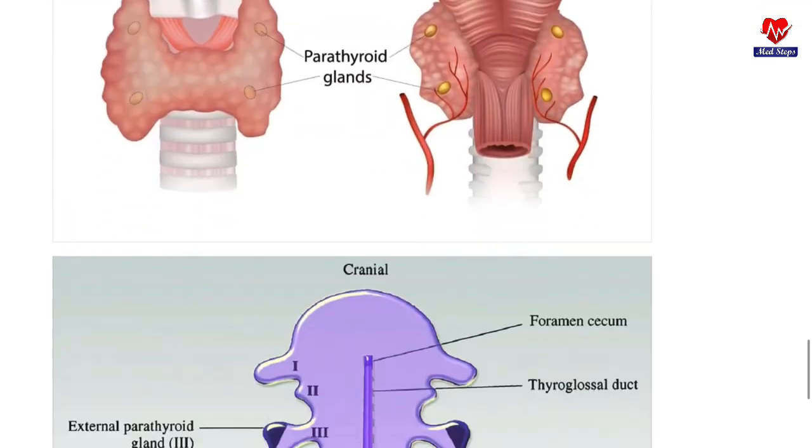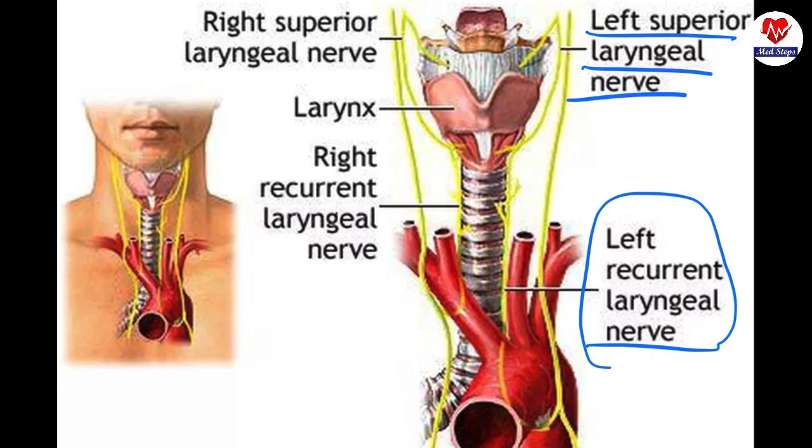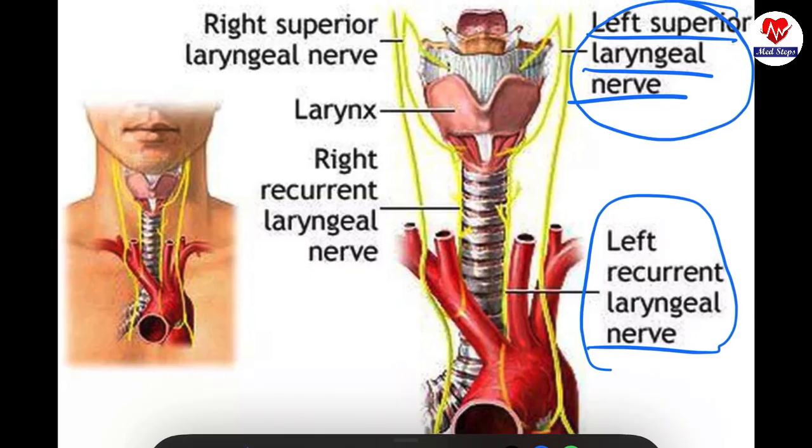Next I want to share one very important point for exams. Here we can see the external branch of the superior laryngeal nerve. It supplies the cricothyroid muscle, whose main function is giving a high pitch voice. With injury, the voice becomes fatigued and there is loss of singing voice, so the patient can't sing.